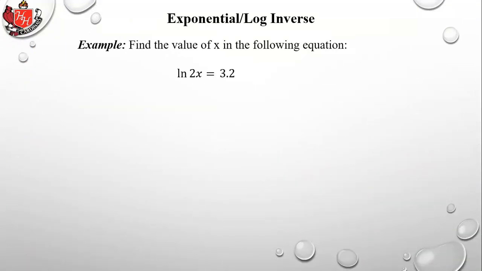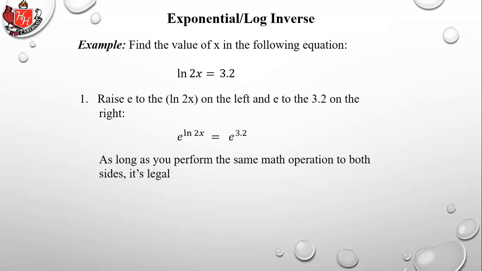Example: find the value of x in the following equation. Again, we're going to use the inverse properties, properties 9 and 10 on that chart that I just showed you. So raise e to the ln 2x on the left side and e to the 3.2 on the right side. You take both of those and turn them into the exponents of e in both cases.